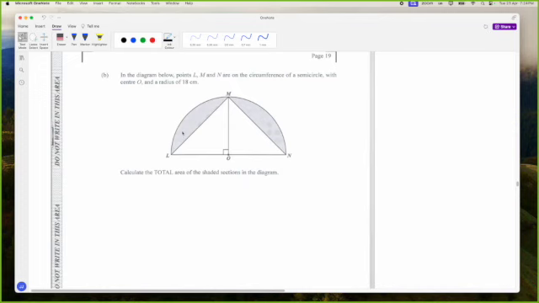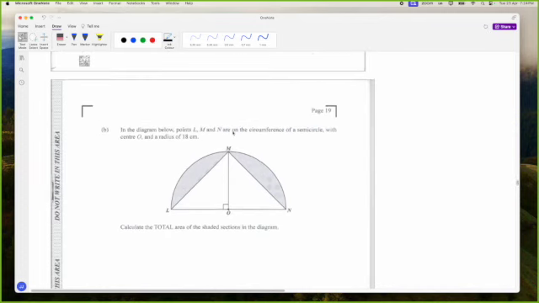In the diagram below, L, M, and N are on the circumference of the semicircle with center O and a radius of 18. So ON is 18, and this side is 18 as well. That means we are dealing with isosceles triangles here. This is the angle in a semicircle, so this is 90 degrees, right? And the base angles, this angle will be equal to this angle, and this angle will be equal to this angle. And chances are all of those angles are going to be equal, right?